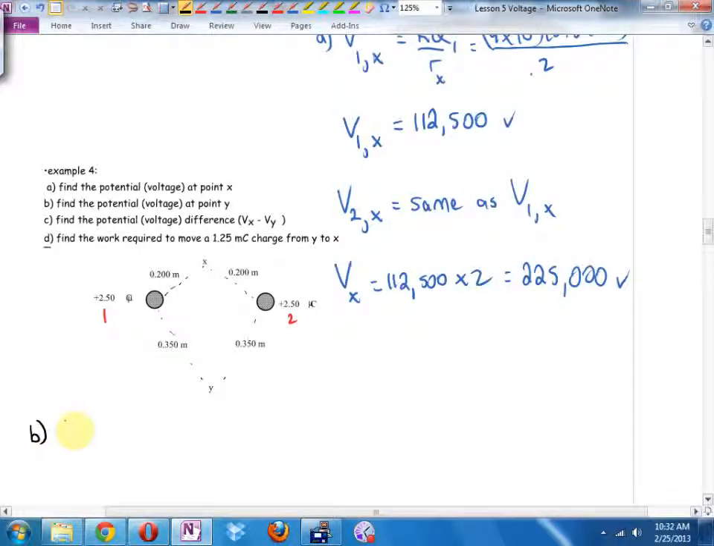Okay, so we're going to do the same thing. I'm going to find the voltage from charge 1 at Y, which I think is just going to be still 9 times 10 to the 9th, charge 1, 2.5 times 10 to the negative 6, divided by, Emily, what's the distance between charge 1 and location Y? Thank you.